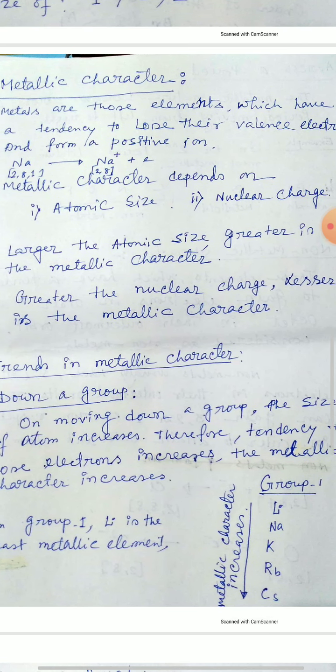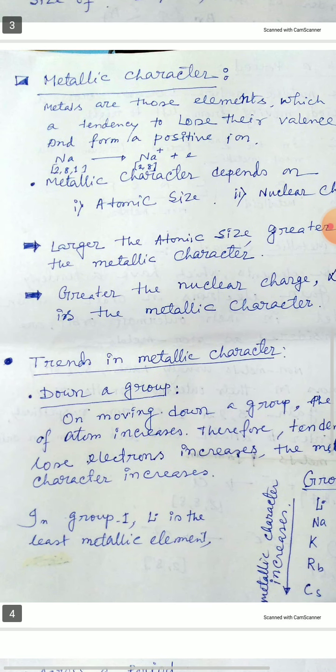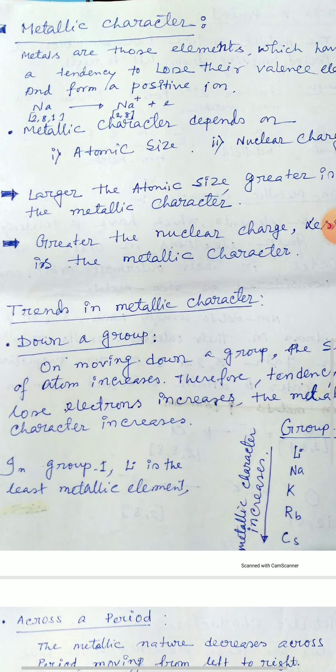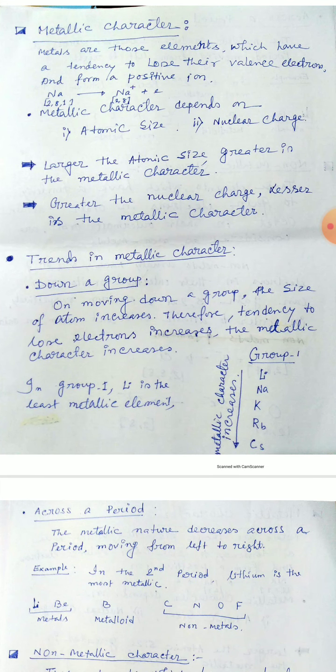Therefore the tendency to lose electron increases and metallic character increases. In group 1, the elements, except hydrogen, the metals, are lithium, sodium, potassium, rubidium, cesium from top to bottom. So we know that down a group atomic size increases, metallic character also increases. So among these elements, cesium has the most metallic character and lithium has the least metallic character.